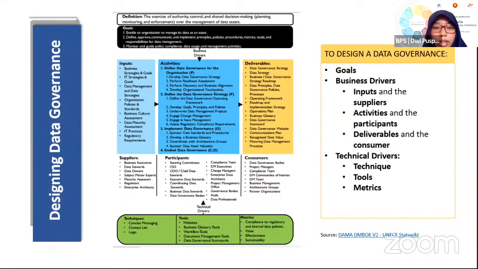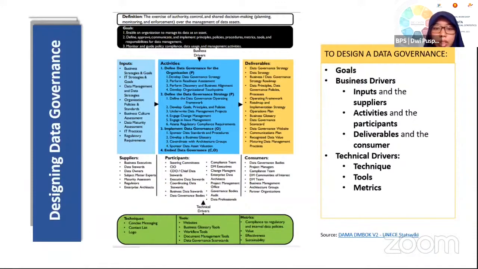Now moving on to the technical drivers. For inputs, so technical drivers is basically something that help you to find the business drivers, to support the business drivers. For the example, for the inputs, this document, we can obtain those documents from the suppliers. The suppliers can be business executive, because usually they know the vision of the organizations, they know the high level needs of the organization, or maybe the data stewards or data owners, subject matter expert, and some other roles that's there.